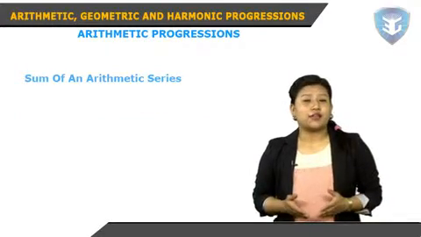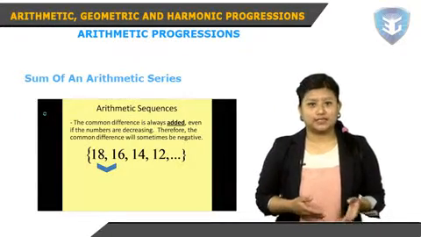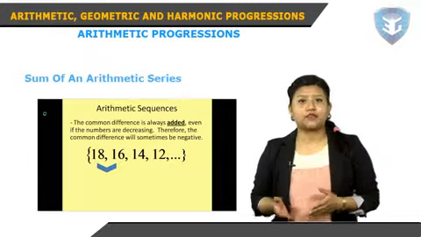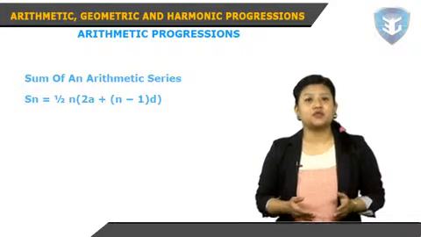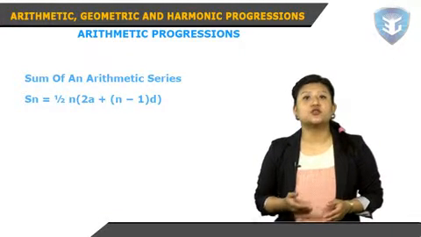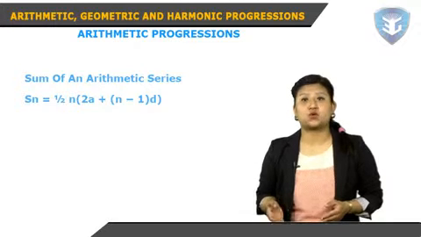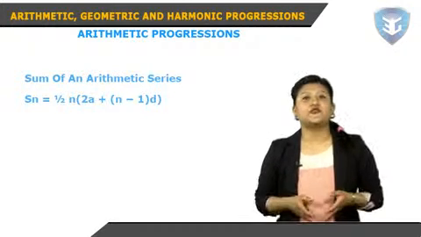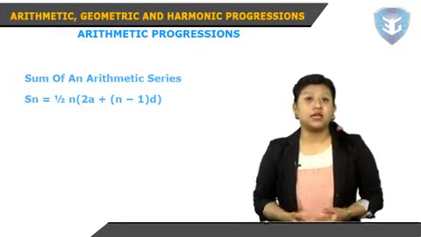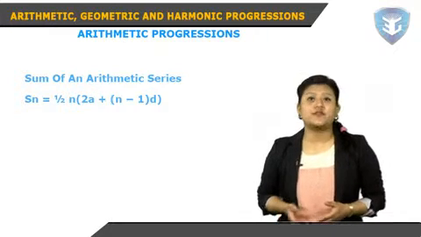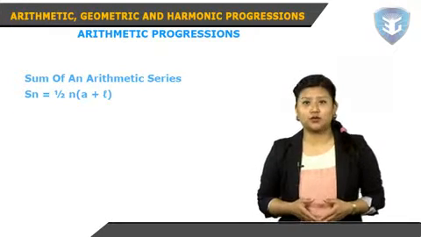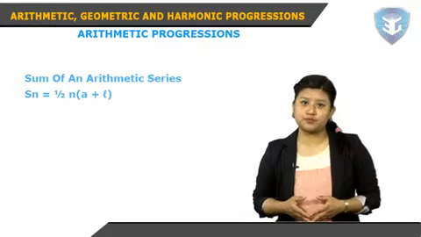If the starting value is a and the common difference is d, then the sum of the first n terms is Sn equals half n into 2a plus n minus 1 into d. If we know the value of the last term b instead of the common difference d, then we can write the sum as Sn equals half n into a plus b.